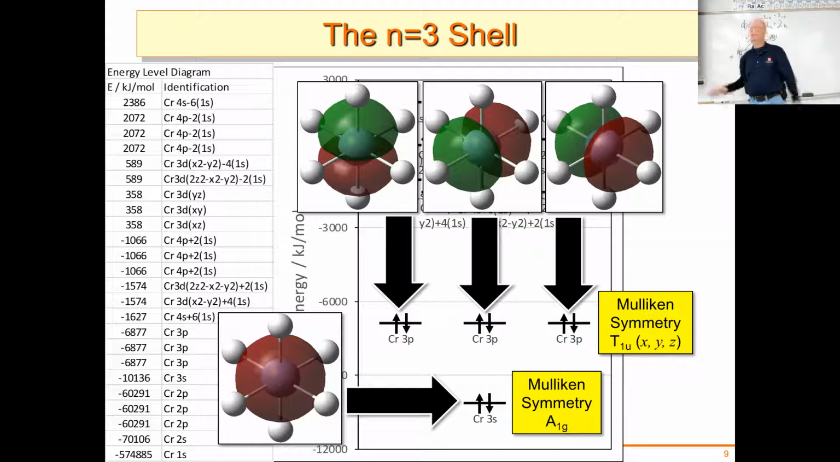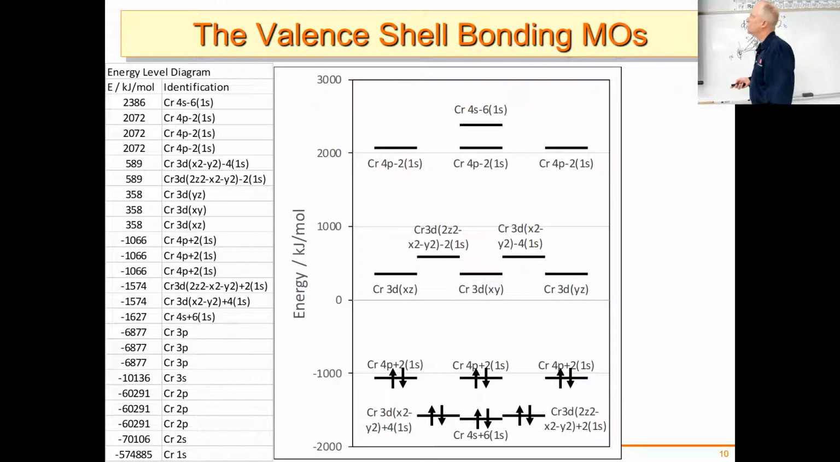But we still have the d orbitals and the 4s orbitals to interact with the hydrogens. And then same symmetries again for the s orbitals and the p orbitals. So notice you don't just use the symmetry one time. Anything with an x symmetry is T1u. Anything with a y symmetry is T1u. So now we get into the valence region or the bonding region.